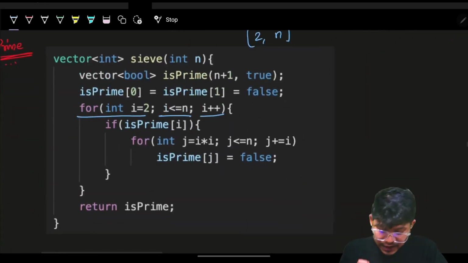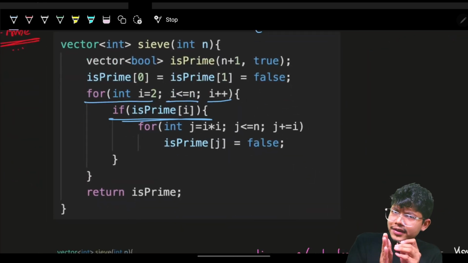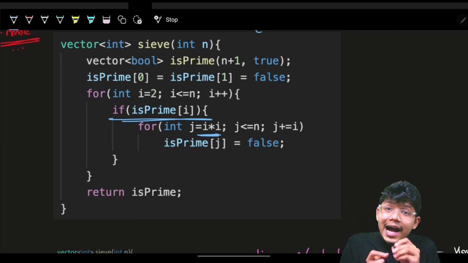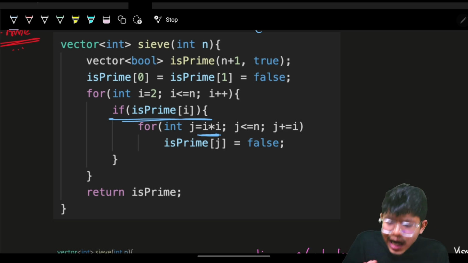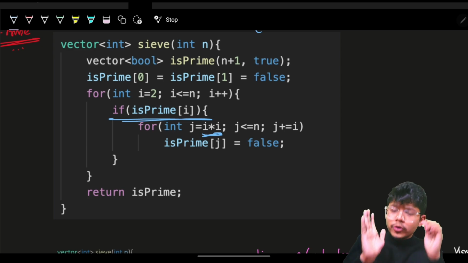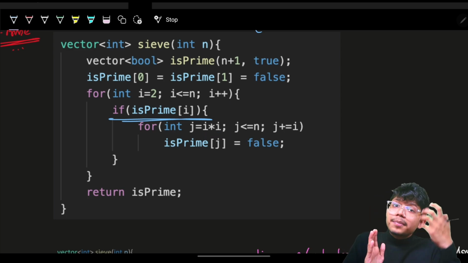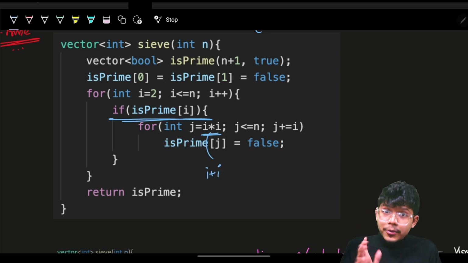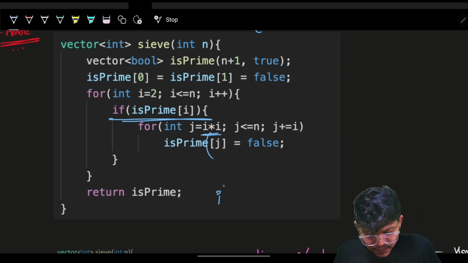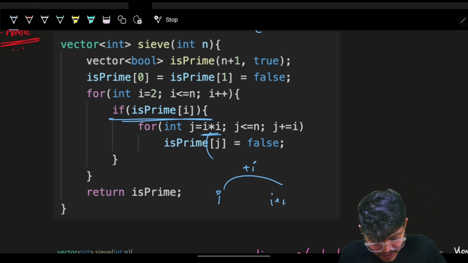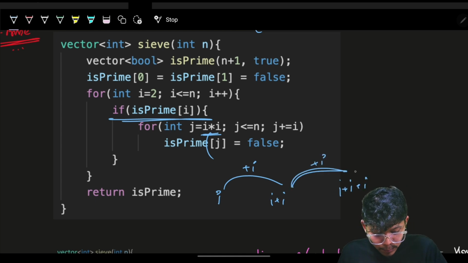So I have to write the same thing: if the number is prime, then I will do the jumping, and I will start jumping by default from i into i. Although you can start your jumping from i plus i also. It's totally up to you. But for a better optimization, you can start jumping from i into i. Because you were at i, you can simply do a plus i jump, so it is i plus i, and next time you will do a plus i jump again, i plus i plus i, and you keep performing this plus i jump.